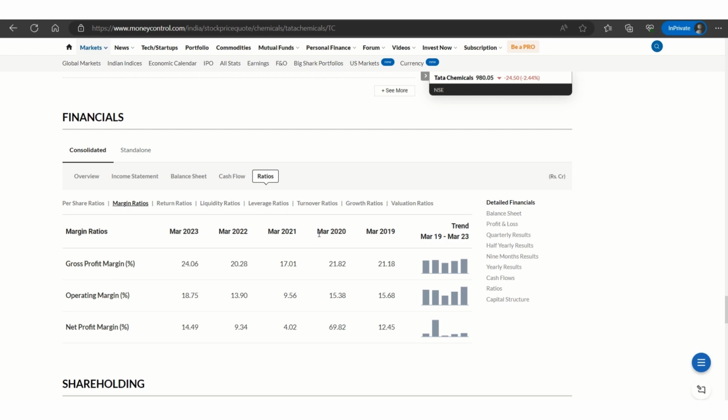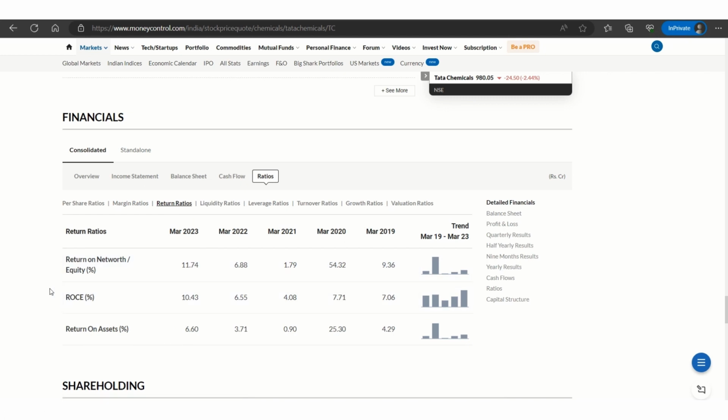Okay, so you can just scroll your eyes from right to left and see whether they are increasing or not. In the case of Tata Chemicals, they are increasing. Not a very high percentage, but still it's a good sign. Okay, now let's go to the return ratios, and you will find ROCE here. Just focus on the ROCE and don't worry about other ratios.